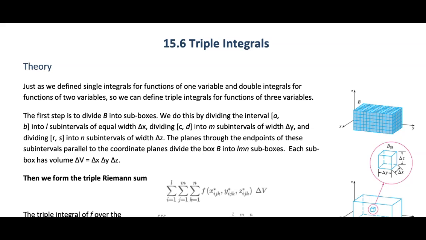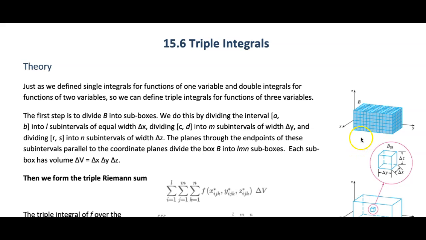Hi everybody, and welcome to section 15.6 on triple integrals. In the last few sections we talked about different ways to find double integrals, and we said the double integral finds the volume of some shape or region. So what about triple integrals?